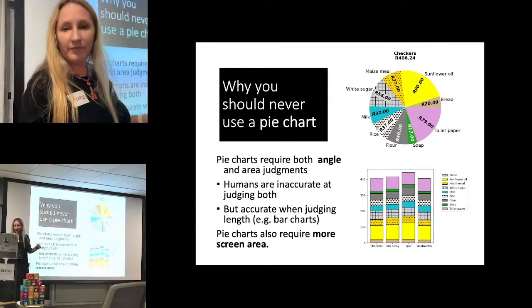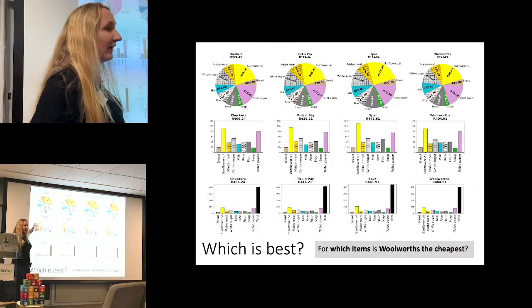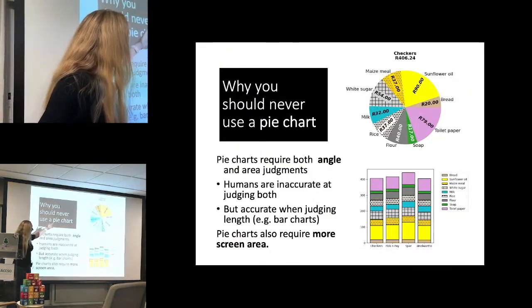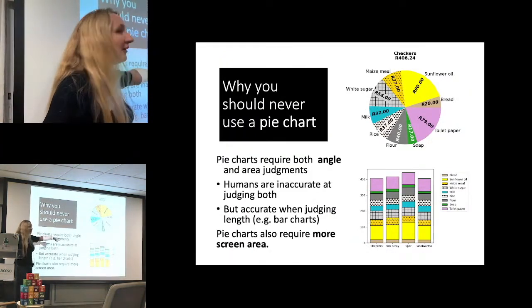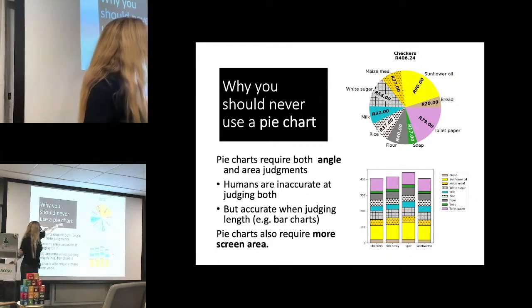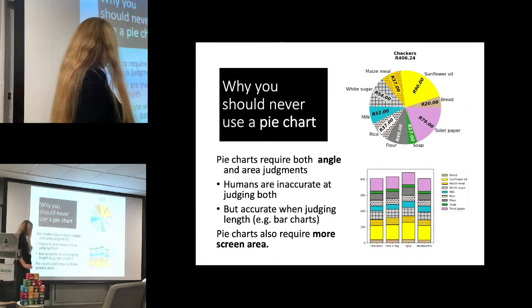So this one is better for comparing the items. This is quite nice because it shows you the total. So it's not always that clear, but you're fitting basically the equivalent of four pie charts in one over there. And this is not any worse than that in terms of judging the width.